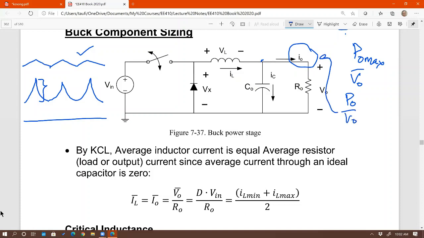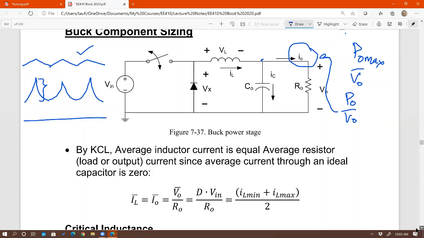That's why I said it's easier for buck. Because right away I would know what IL average is, worst case scenario, right? If you want to find a worst case scenario or max value of IL average, that's none other than P out max divided by V out, right? But if the inductor is at the input, like a boost converter, then IL average is equal to I in average. So that's why you have to somehow translate all of these output parameters into input, which is not bad either because we assume ideal. So we know that P out is equal to P in, right?